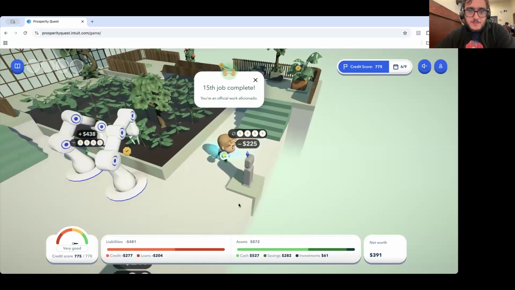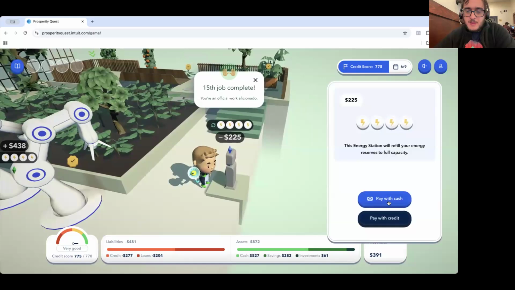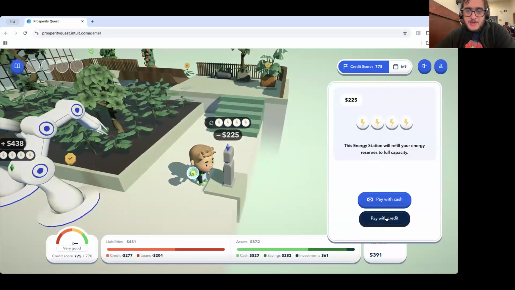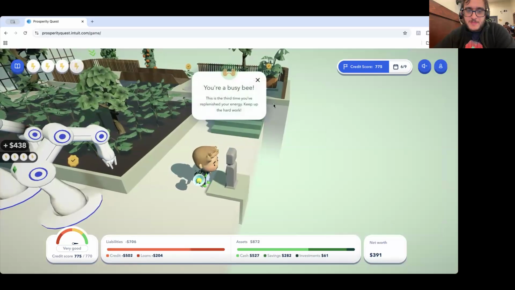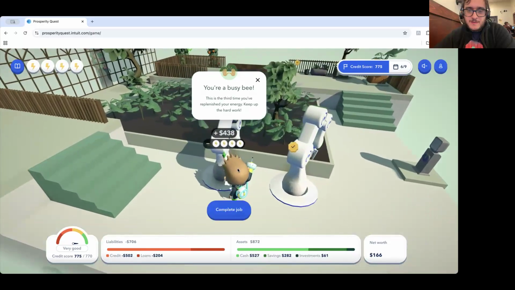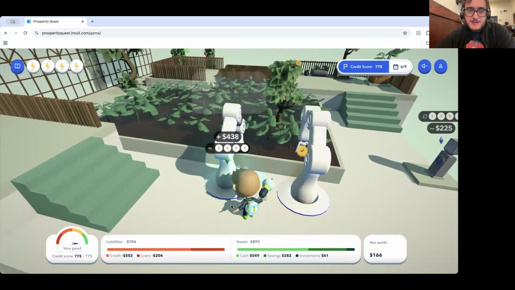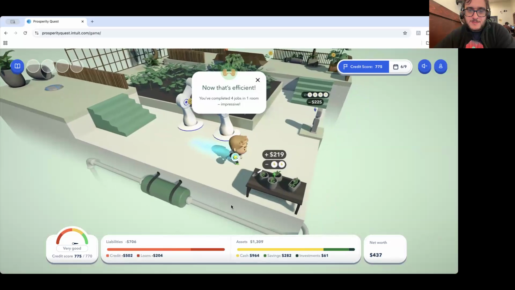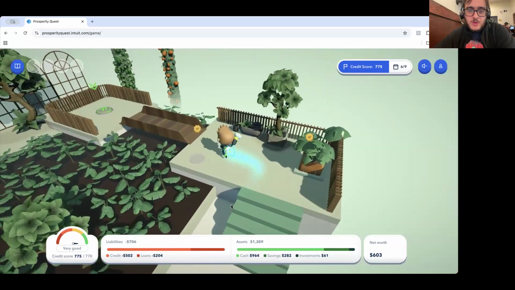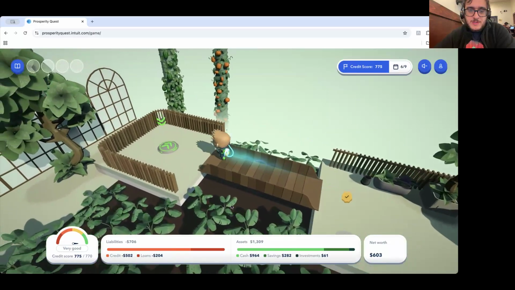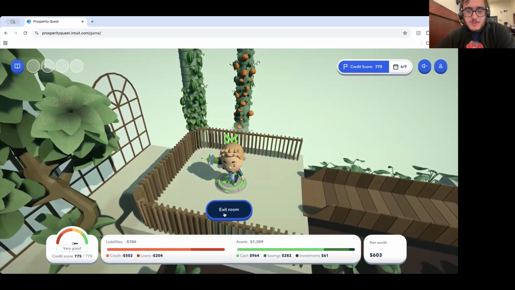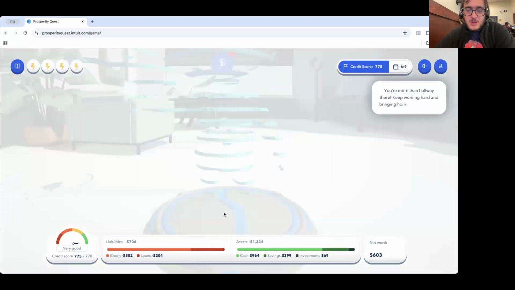Okay. And then I'm gonna pay this with cash. No, I can pay with credit actually. Let's pay with credit. And then use that to do this. 438. Okay. And we're done here. We're gonna go back to the main room. We don't have any more energy points. We got a net worth of 603.